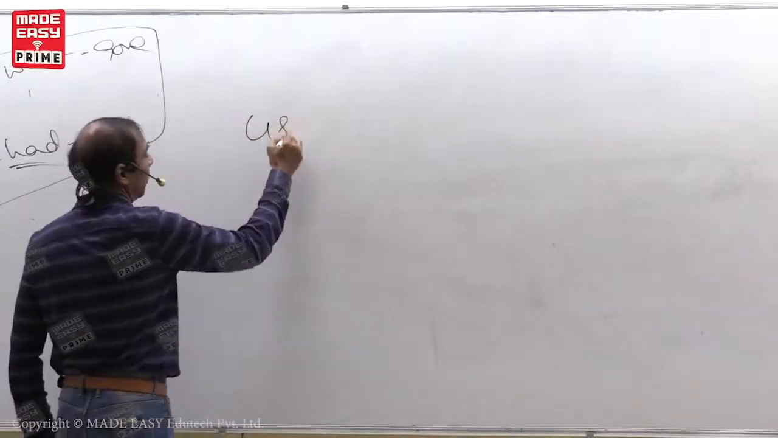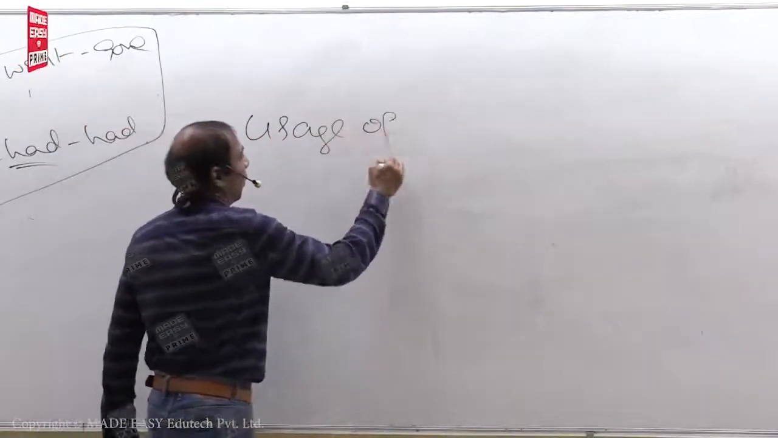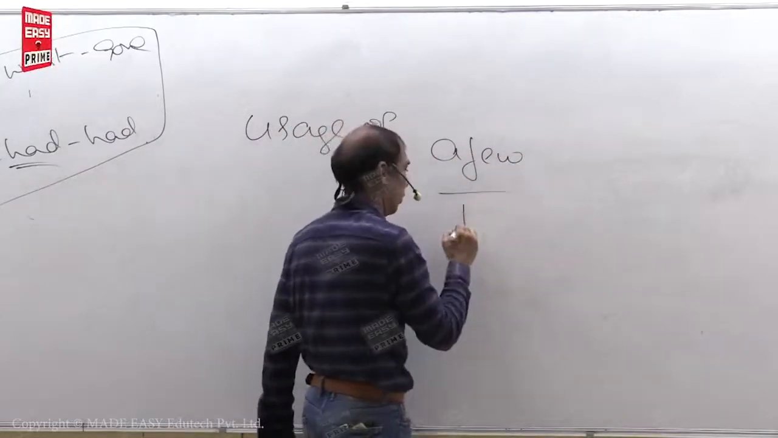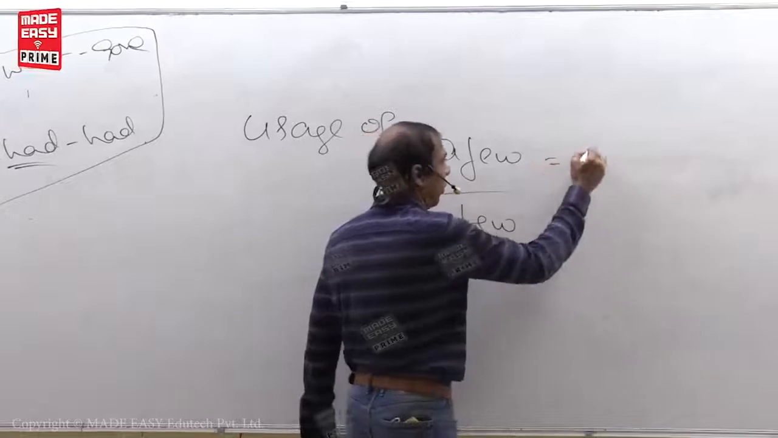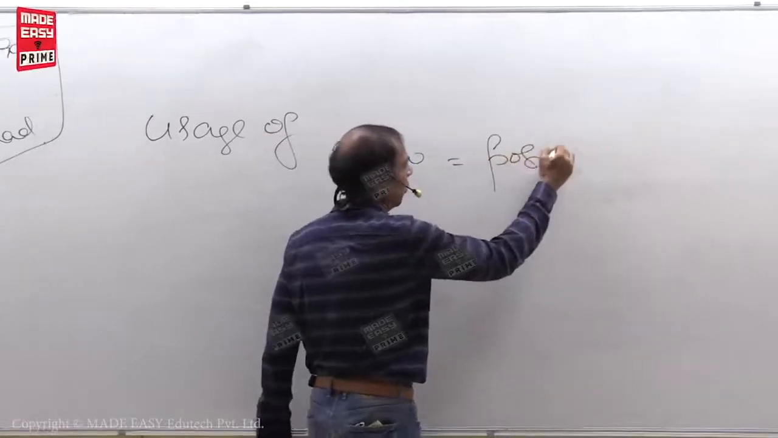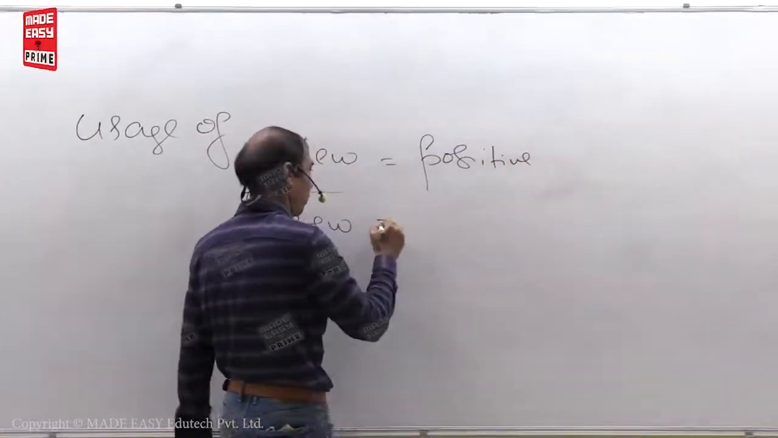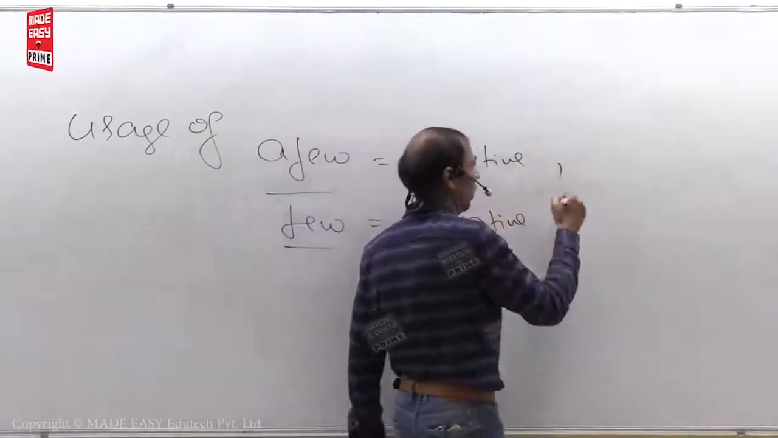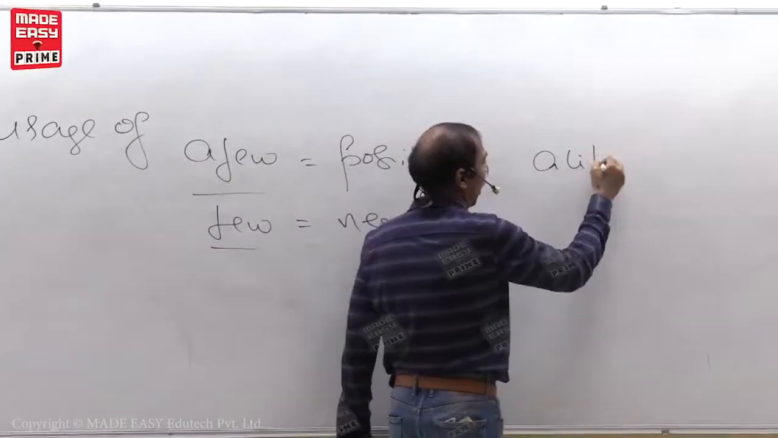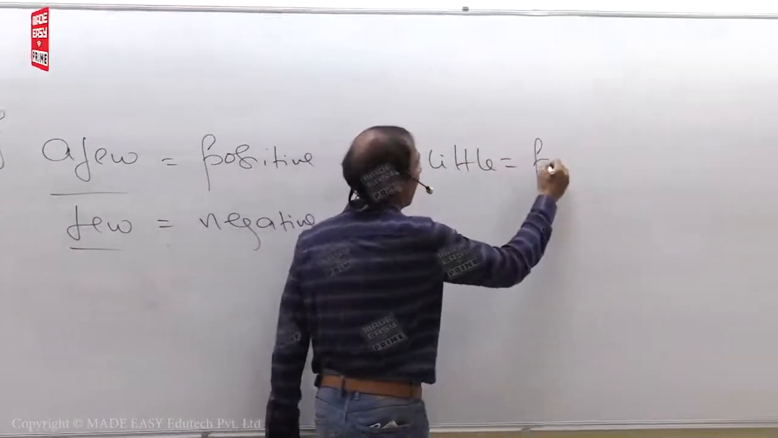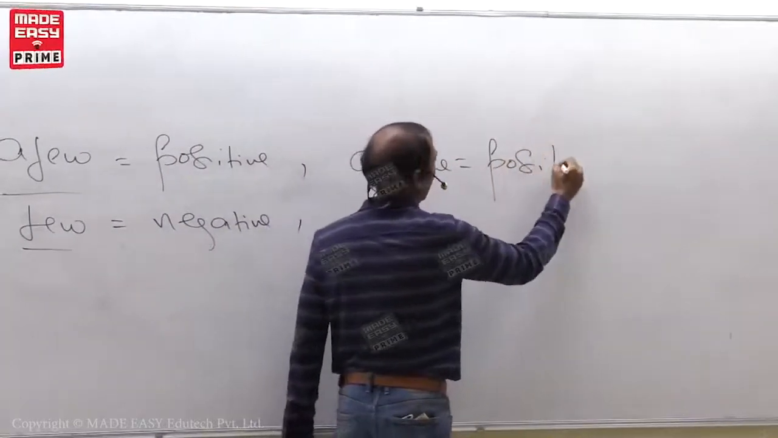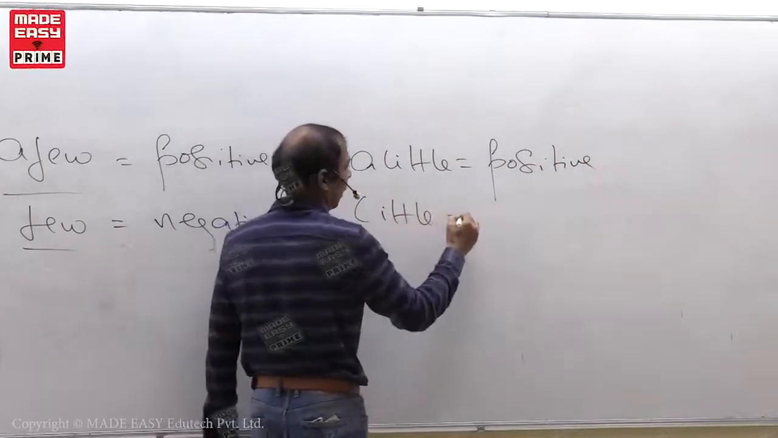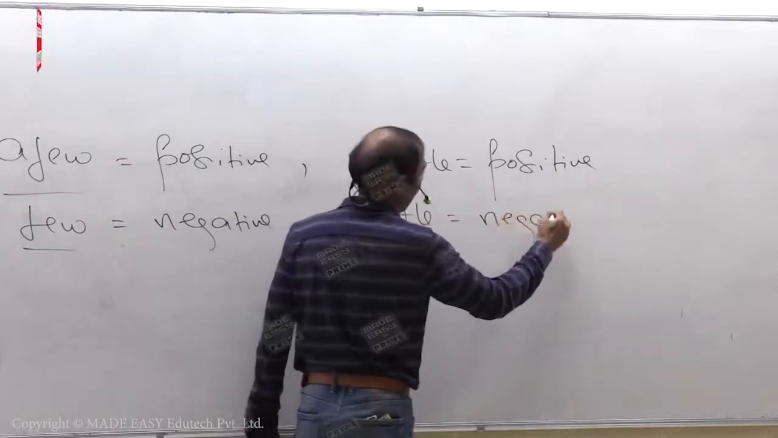Next model. Usage of a few, few. A few is equal to positive. Few is equal to negative. A little is equal to positive. Little is equal to negative.